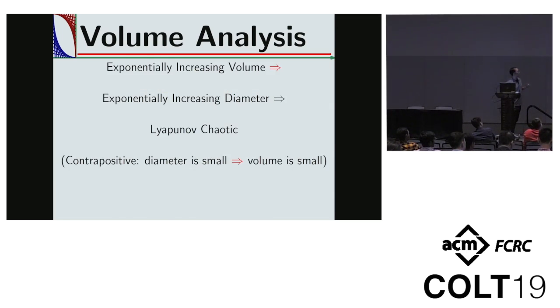The main proof technique here is that if we can show that the volume is increasing exponentially, then by a simple geometric argument, we can also argue that the diameter of the set is increasing exponentially. And hence, we can use the second statement to say that the system is Lyapunov chaotic.